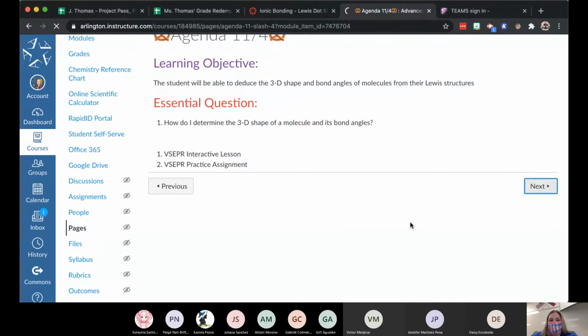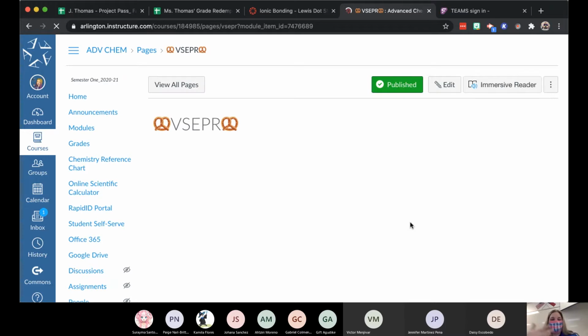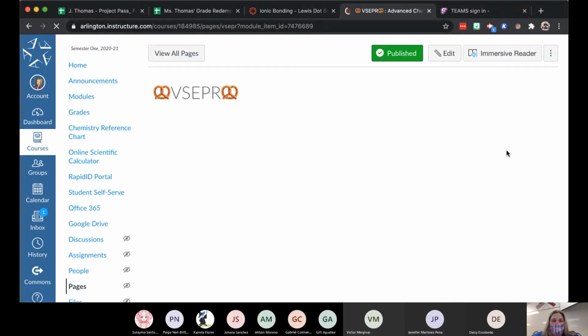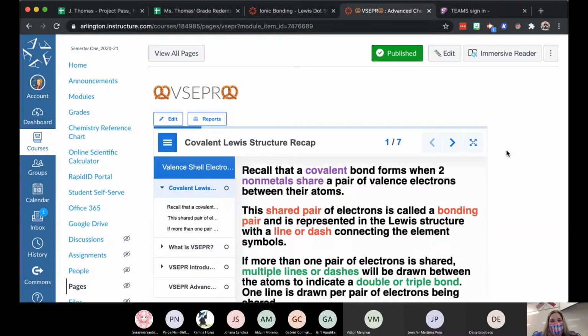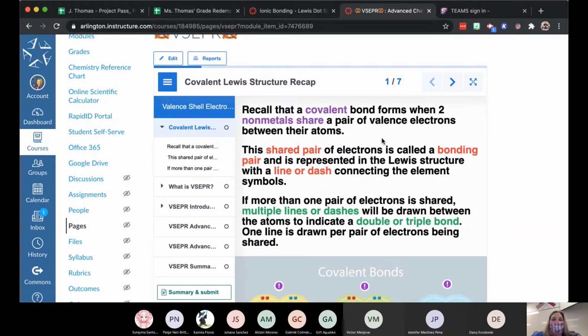So your lesson today starts out with just a recap of covalent bonding from Monday. It's reminding you that covalent bonds happen when you have two nonmetals sharing a pair of electrons. In ionic bonds, there was a transfer. The metal gave its electron away and the nonmetal took it. Then you had your positive and negative ions that formed a bond between the positive and negative charges. In covalent, they're both nonmetals, sharing the pair of valence electrons. So that's how they form that bond and create a molecule.